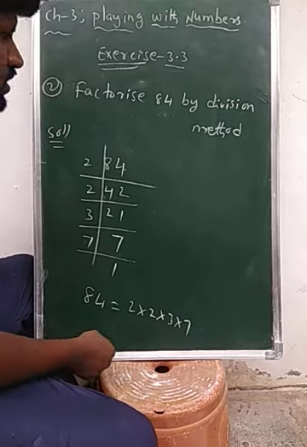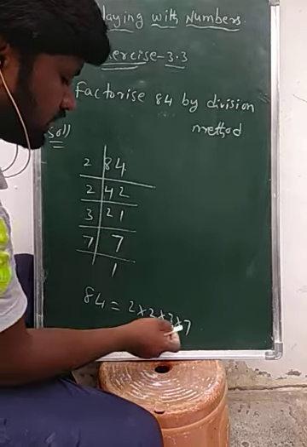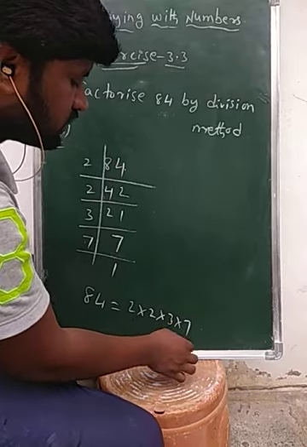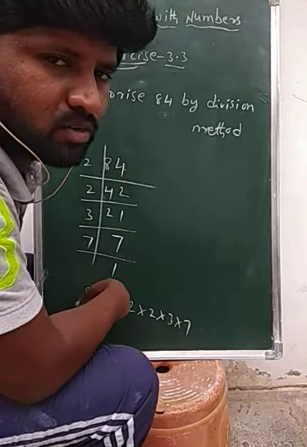So in the division method we can write the factors of 84 like this. I mean, we can factorize it into prime factors 2, 3, 7. Clearly these are the prime factors of 84.